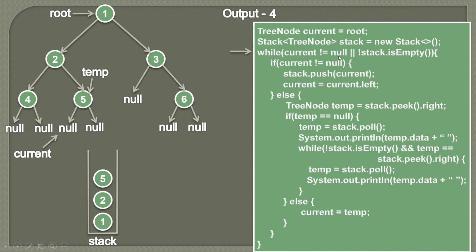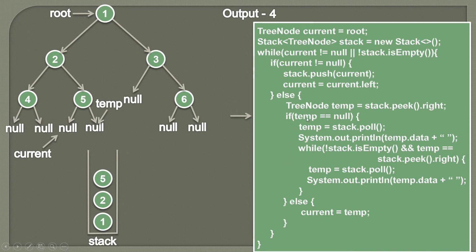As current is pointing to null, this condition is false. But our second condition is true because the stack is not empty. And here you can see current is equal to null, so this condition also comes out to be false, and we go into the else part. In the first step we are assigning stack peek's right value to temp. Stack peek is node 5, and its right is null. So we are assigning null to temp.